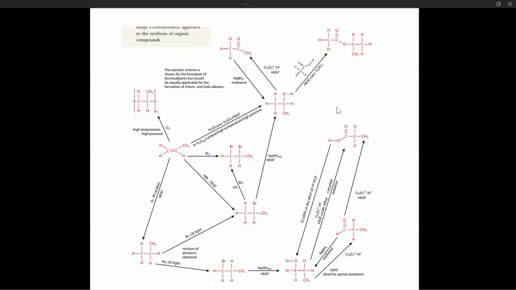But before you practice, remember, you must learn the reactions. All the reactions before this, you must learn them well. Otherwise, you're not going to be able to do this chapter.